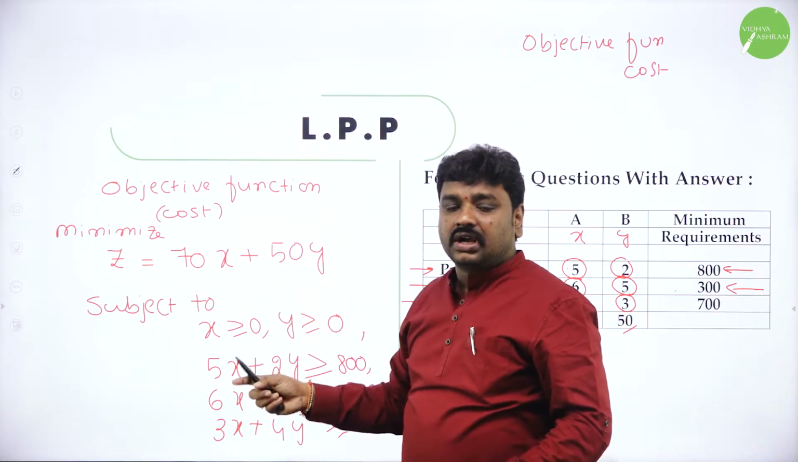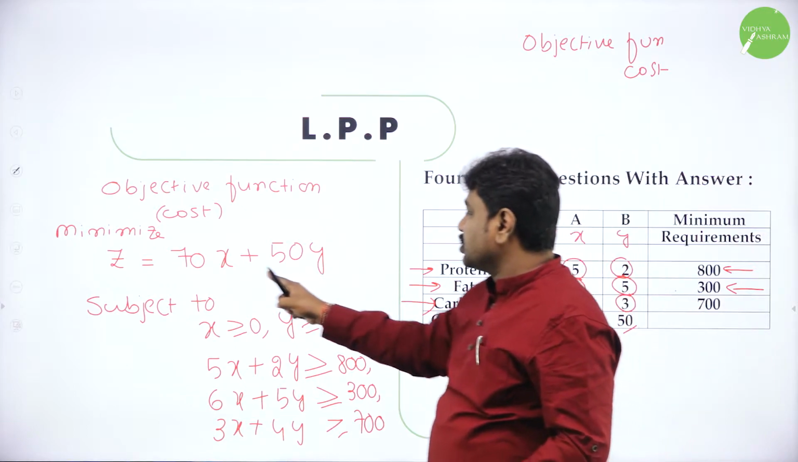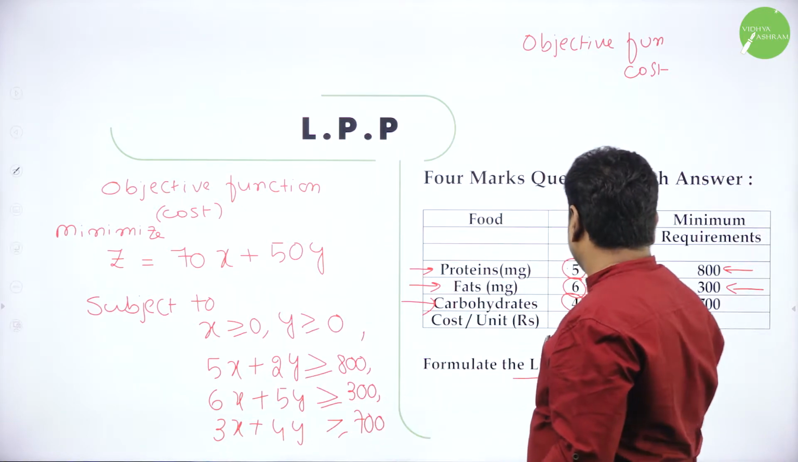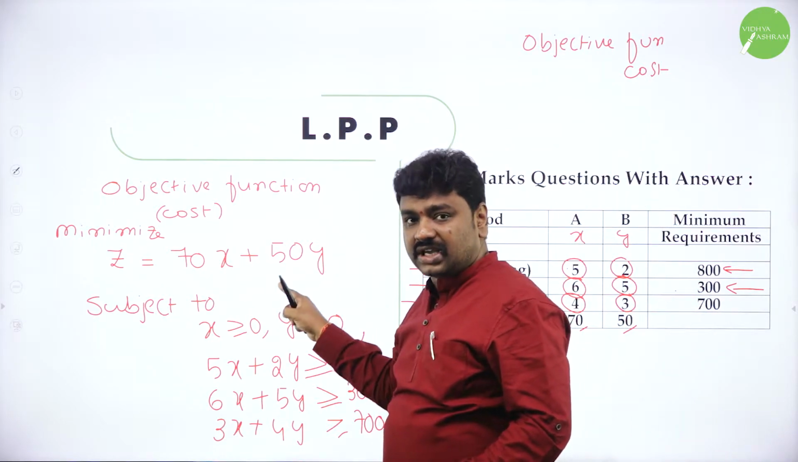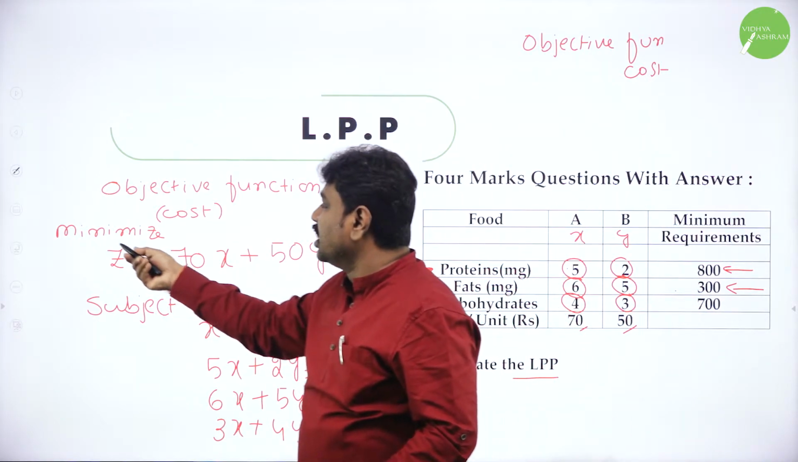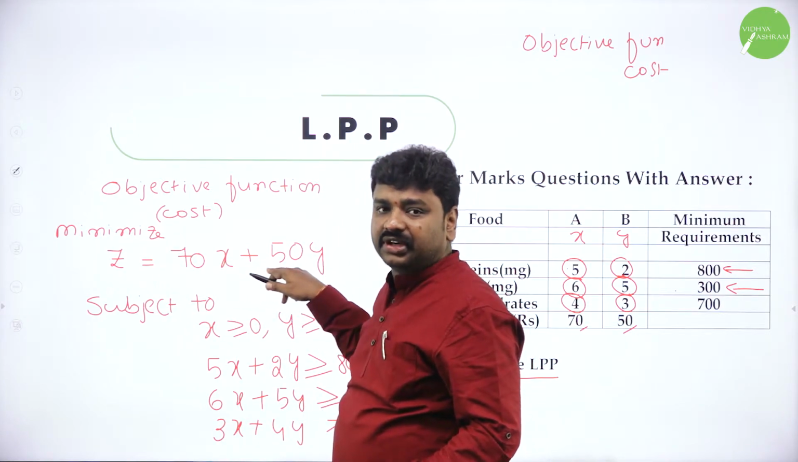What is the cost? Cost of A is 70 rupees. I am taking x units of A. So 70x, and cost of B is 50y. 70x plus 50y is the cost, and cost you should minimize. That's why we should write minimize z is equal to 70x plus 50y. And what is this? This is objective function.